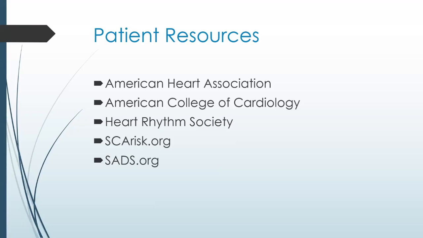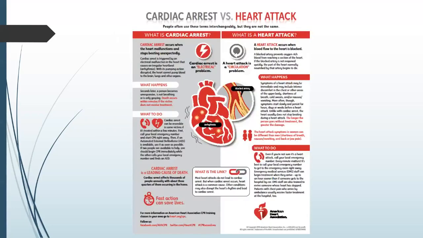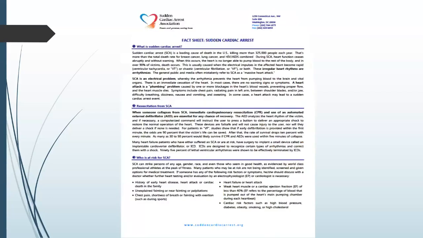SADS, sudden arrhythmic death syndrome, sudden unexpected adult cardiac arrest. This is an example of what you might find. This is the American Heart Association talking about the difference between a cardiac arrest, which is an arrhythmia, an electrical problem, and a heart attack, which is a circulation problem. All of this can be found online. It shows you what to do under different circumstances, and it's meant at an 8th grade level, so it's usually pretty easy for patients to understand.